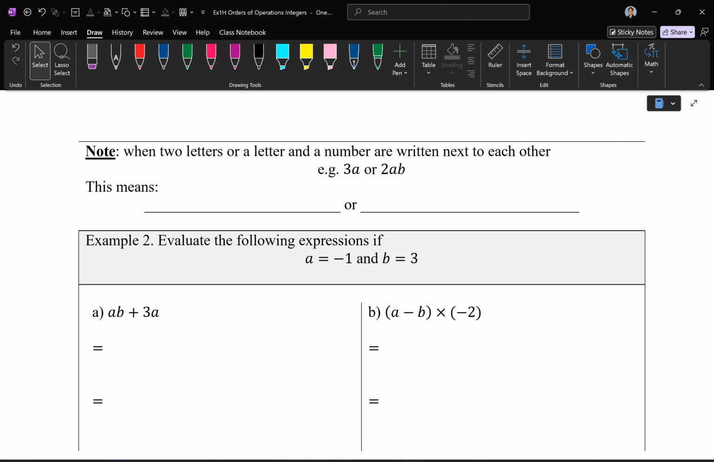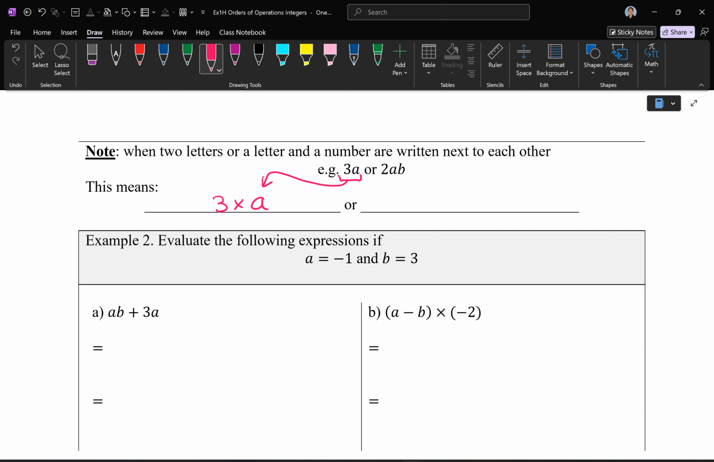So for example, 3A or 2AB, what does that mean? So when you say 3A, what's actually happening between the 3 and the A, Elizabeth? 3 times A is correct. So write this down. 3A is the same thing as saying 3 times A. We're just too lazy to write the times.